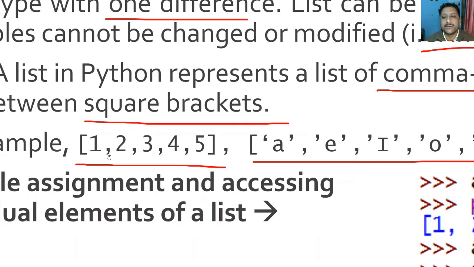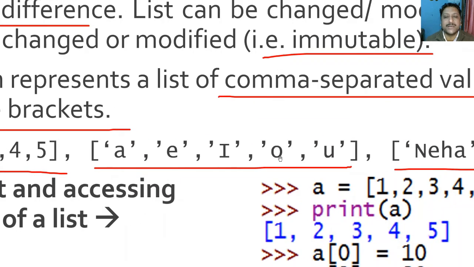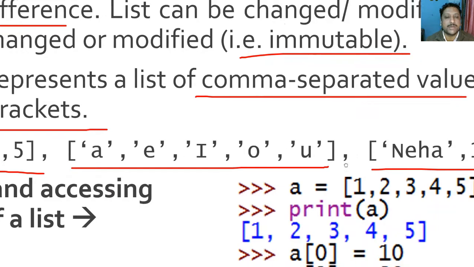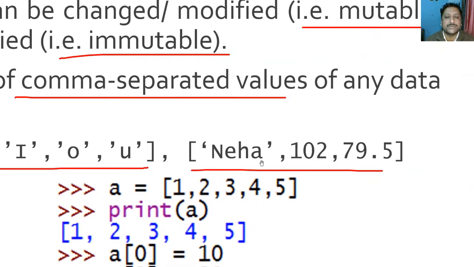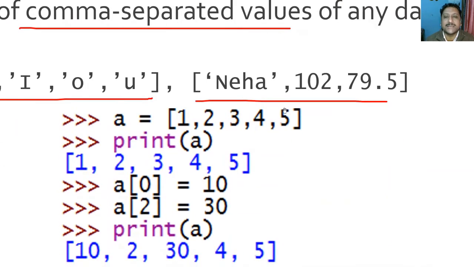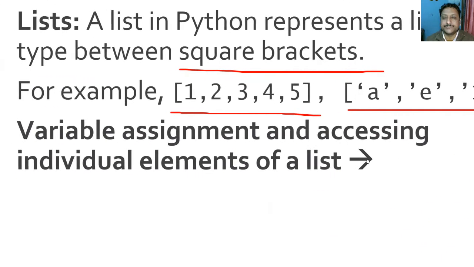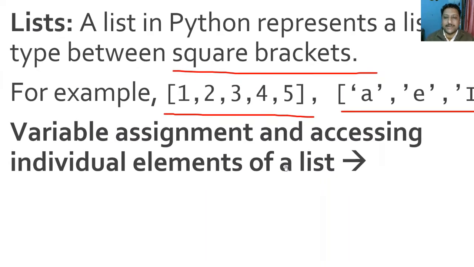See, here we have put 1 2 3 4 5, the numbers, within square brackets, and then letters we have put within single quotation marks. Then we have mixed those things, numbers and letters also. Names are also given. So a list can contain any type of value. Now variable assignment and accessing individual elements of a list are possible with a list.